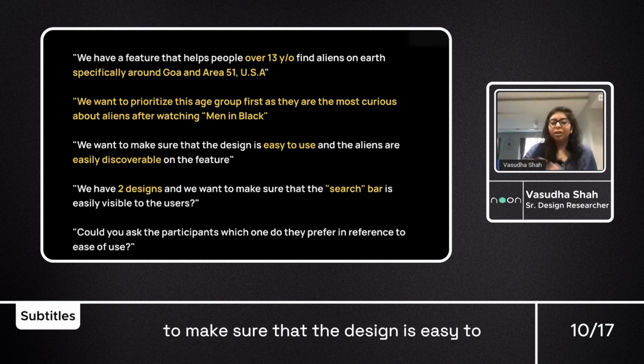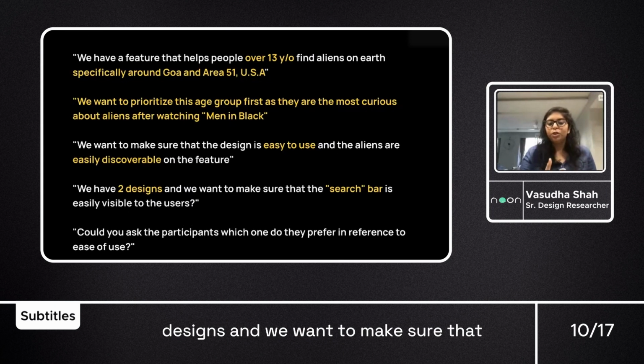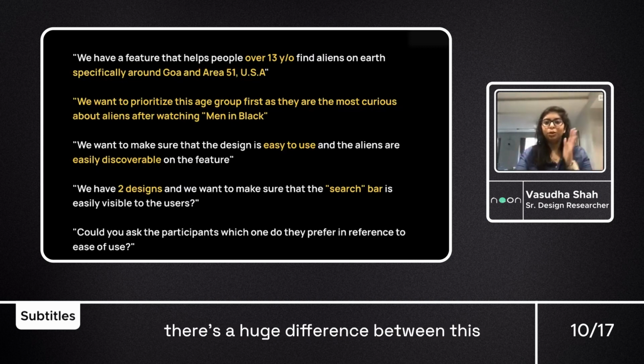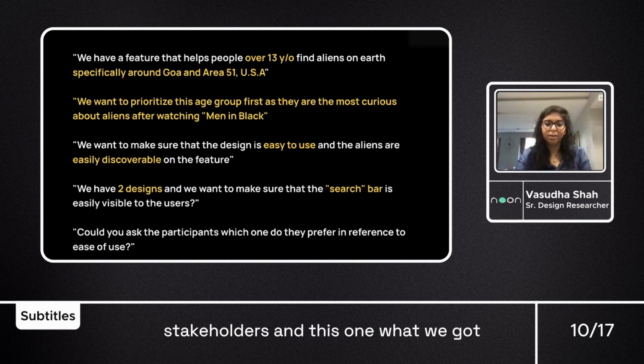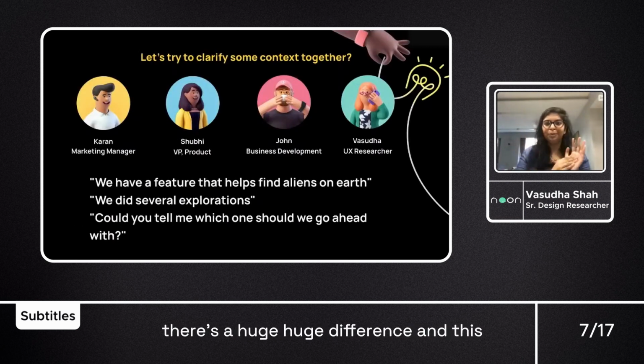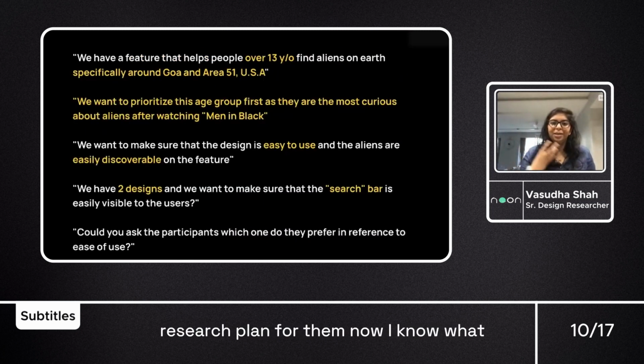We want to make sure that the design is easy to use and the aliens are easily discoverable on the feature. We have 2 designs, and we want to make sure that the search bar is easily visible to the users. Could you ask the participants which one do they prefer in reference to the ease of use? So now if you see, there's a huge difference between this problem statement getting from the stakeholders and this one what we got. There's a huge difference, and this would help me more in building a research plan for them.